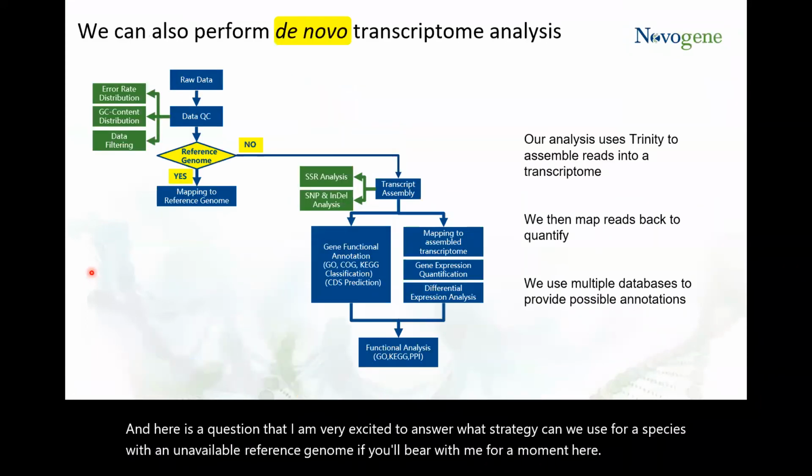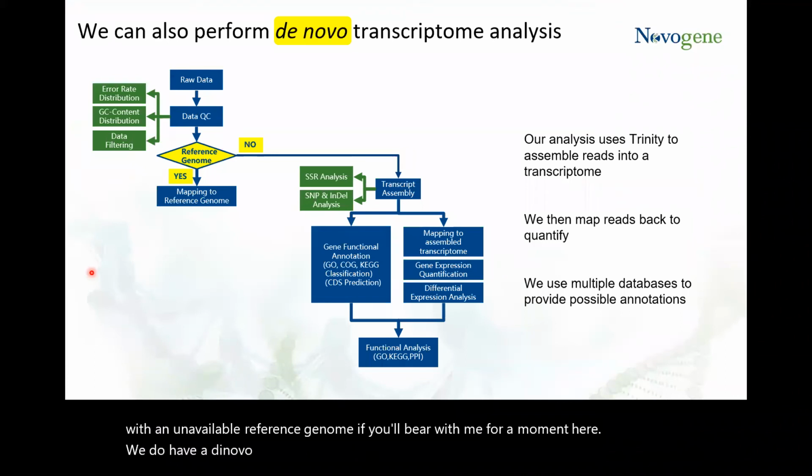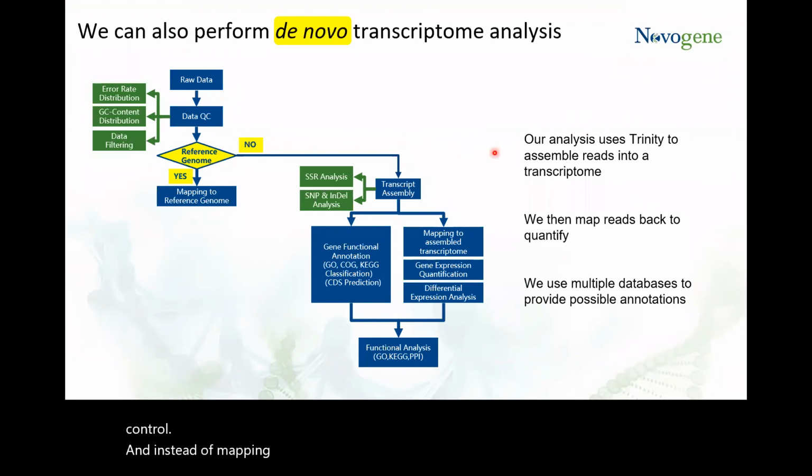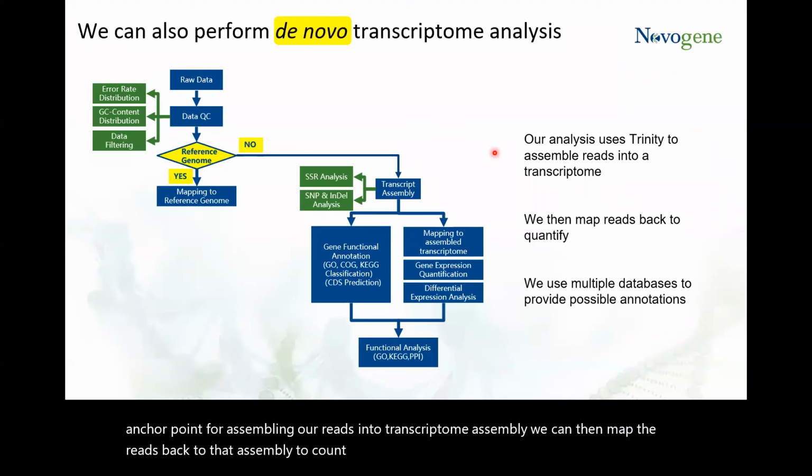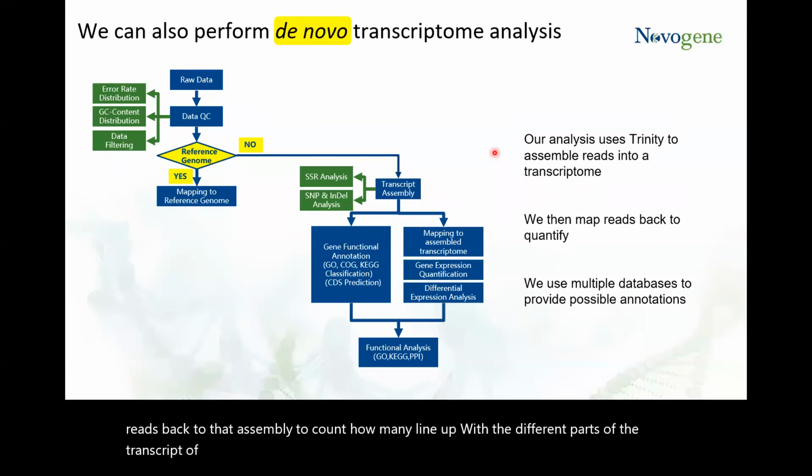We do have a de novo transcriptome analysis package. So we start with the same data quality control. And instead of mapping to a reference genome, we use the software Trinity right now as the anchor point for assembling our reads into a transcriptome assembly. We can then map the reads back to that assembly to count how many line up with the different parts of the transcriptome. And we use multiple databases to help provide potential annotations here.